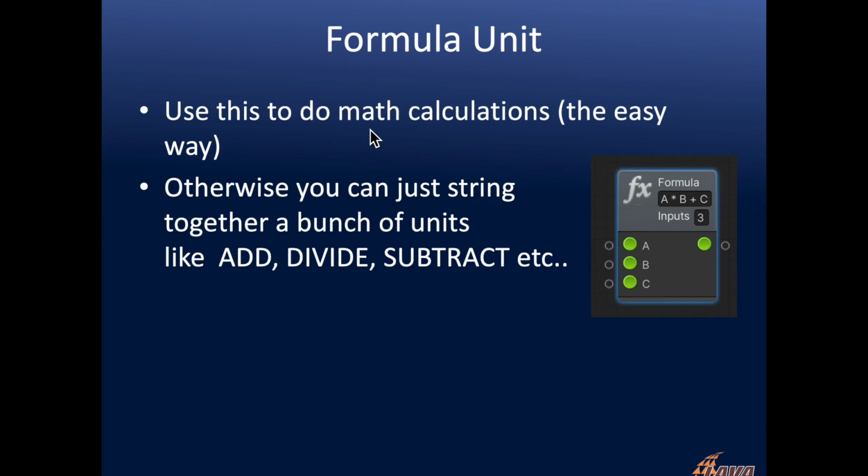So the easiest way to do it is create what's called a formula unit. And this is what the formula unit looks like. And inside, you basically specify how many inputs this formula is going to take, A, B, C, 3 in other words, and you can just type whatever mathematical formula you want in it. So here in this case, it's A times B plus C is the formula I sort of made up.